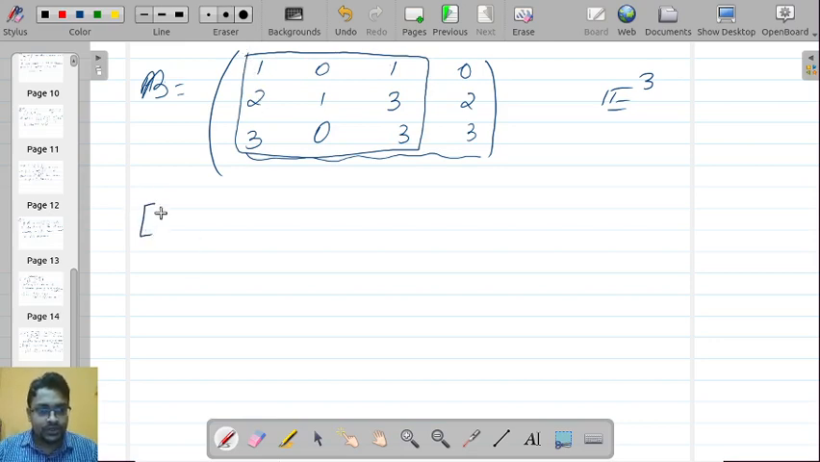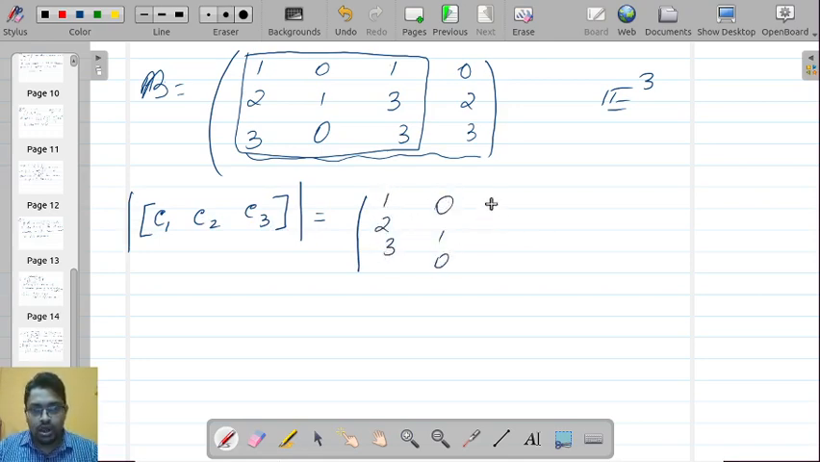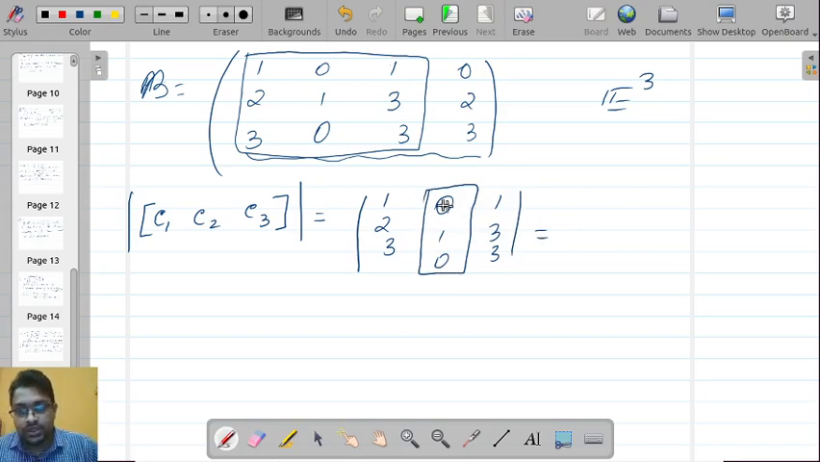Okay, so the submatrix formed with C1, C2, C3. This submatrix is actually a determinant of this. The determinant is 1, 2, 3, 0, 1, 0, and then 1, 3, 3. If you calculate this determinant, you expand by the second column, so the signs are plus, minus, plus. So you know the expansion.